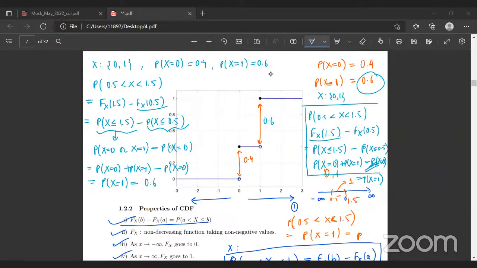Now, if you don't use the CDF, you can see that you are interested in X taking the value from 0.5 to 1.5.